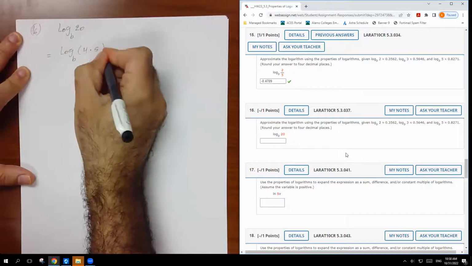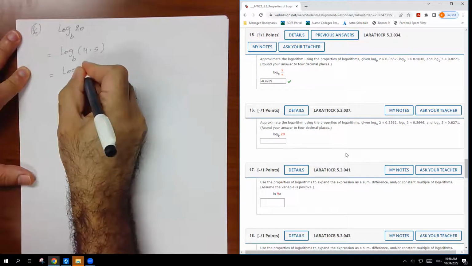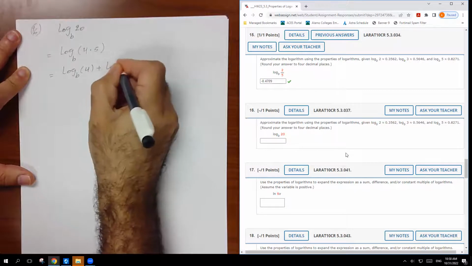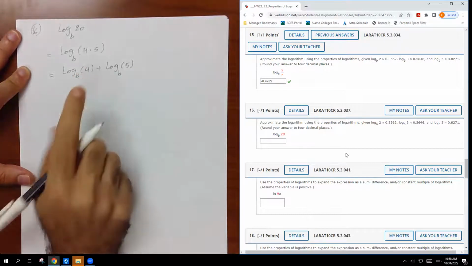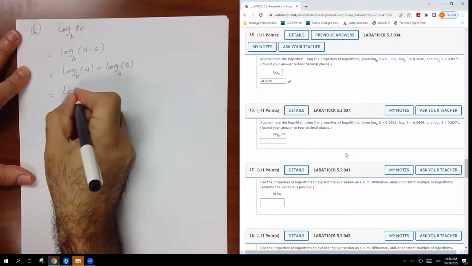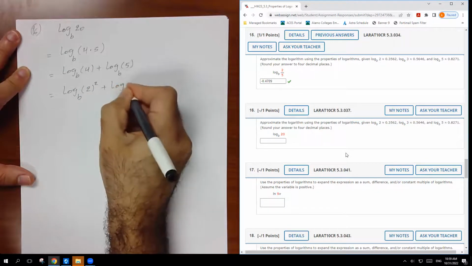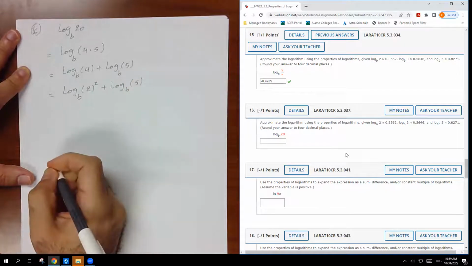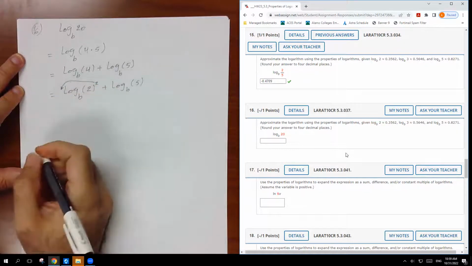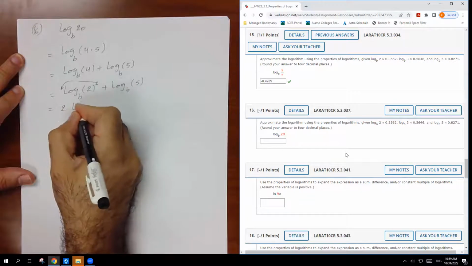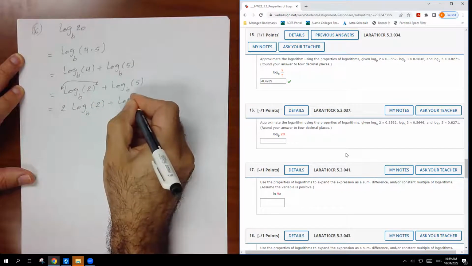4 times 5, that's 20. Then I can say it's log to the base b of 4 plus log to the base b of 5. Then I can simplify the 4. It's 2 squared. So this one is going to be log to the base b of 2 squared plus log to the base b of 5. Then next step, I'm going to move the exponents here by using the power property. So it's going to be 2 log to the base b of 2 plus log to the base b of 5.